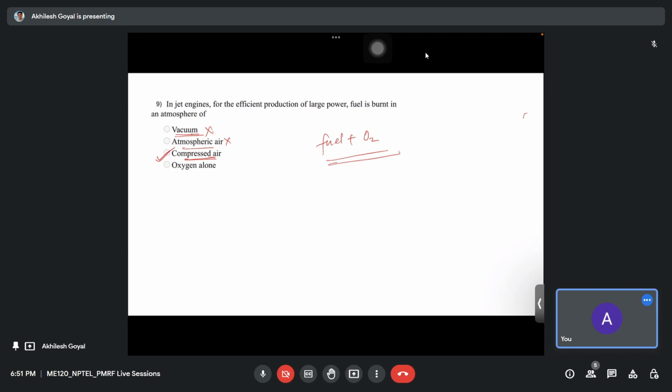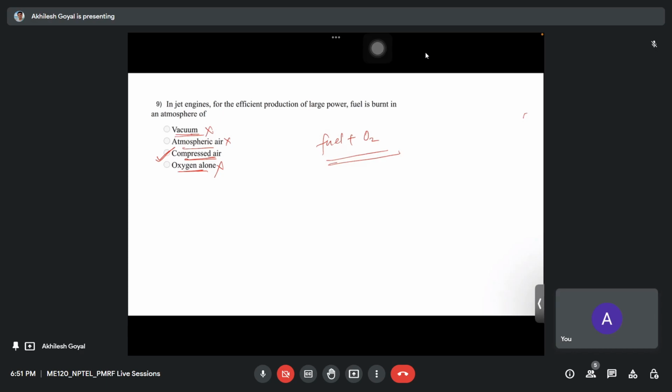And the fourth option is oxygen alone. Oxygen alone can help the complete burning of the fuel, but oxygen alone cannot be supplied to the jet engines. So this is also a wrong option, because for efficient production of large power, compressed air is the best option to burn the fuel in the combustion chamber.